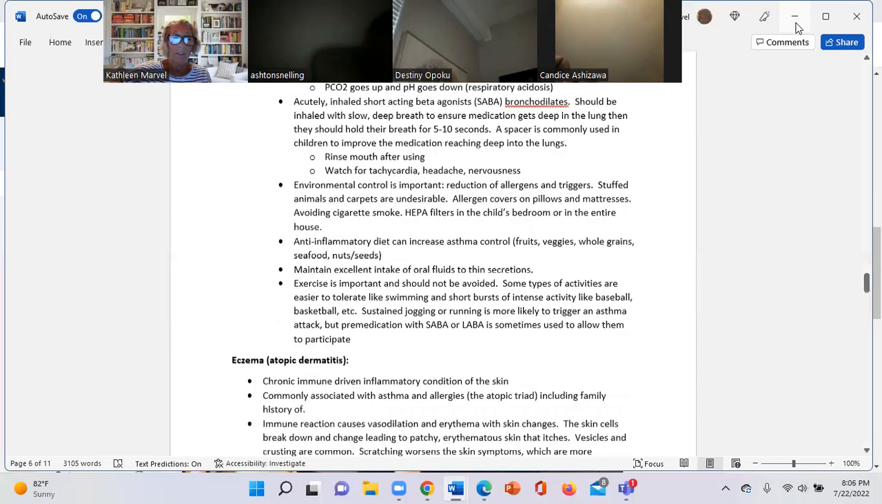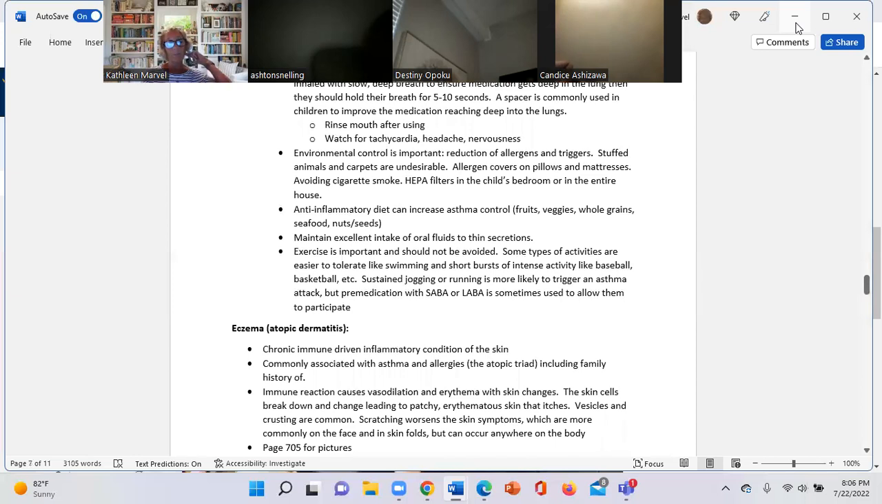And then importantly is exercise. Exercise is important and shouldn't be avoided. However, some types of activities are easier to tolerate for kids with asthma: swimming, short bursts of intense activity, baseball, basketball. However, you don't want these kids running marathons. They're not going to be able to tolerate it. Okay, so that's asthma. What about eczema?